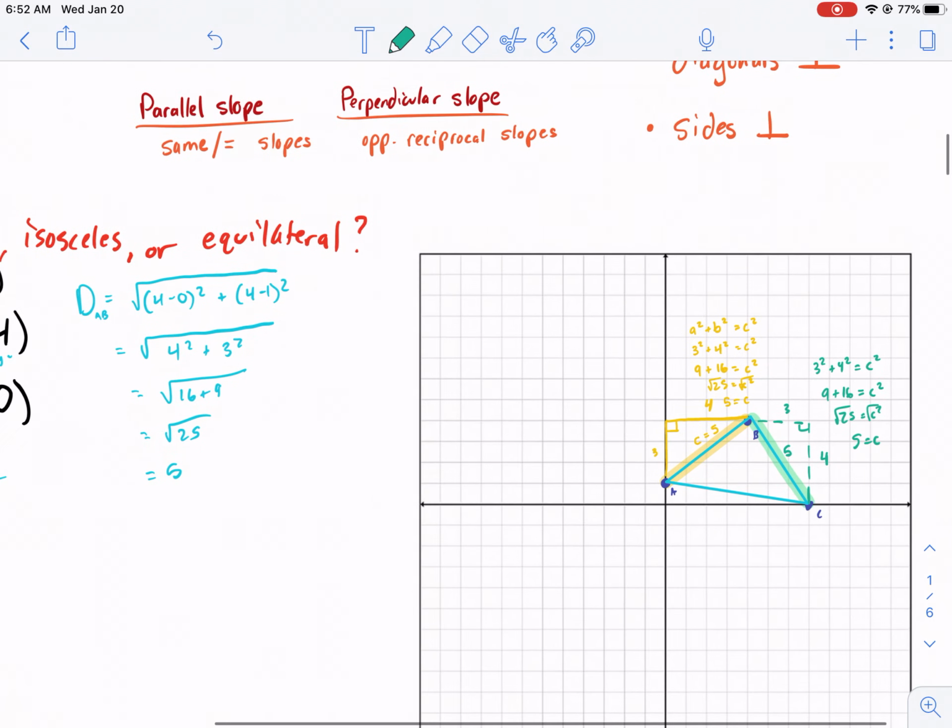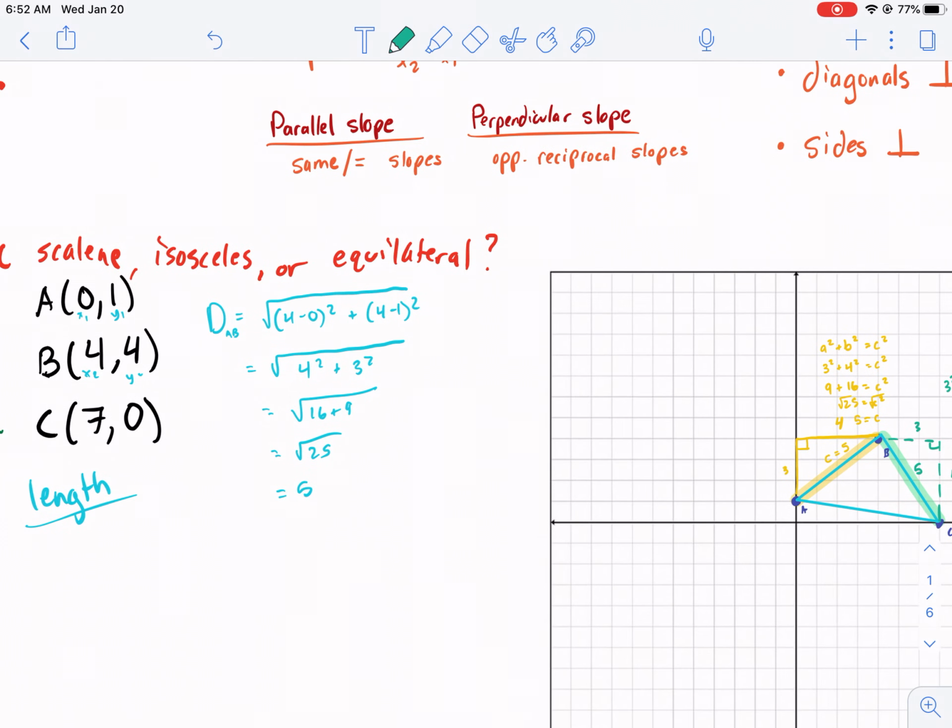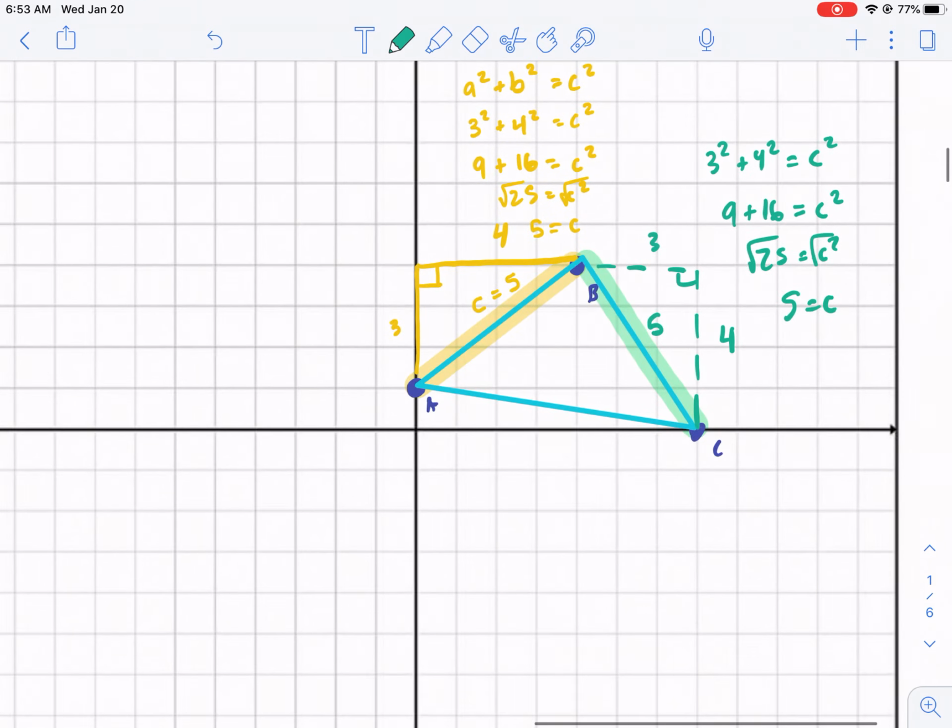So we know it's at least isosceles. It might be equilateral, but it's not scalene. Scalene means all the sides have different lengths. So now we're on to our last one.